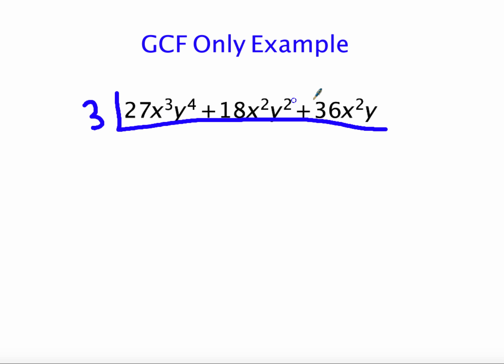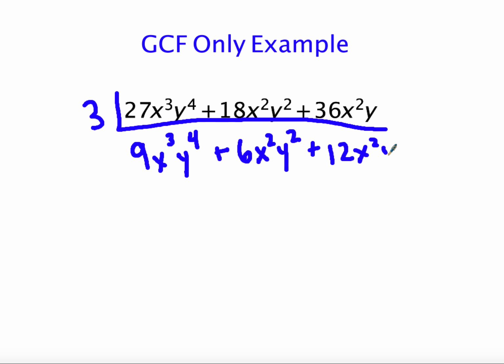And then I'm going to divide the polynomial by that factor, by 3. 27 divided by 3 is 9. And then 27x to the third y to the fourth divided by 3 is still 9x to the third y to the fourth. The variable factors are not affected by that division. 18x squared y squared divided by 3 is just 6x squared y squared. And then 36x squared y divided by 3 is 12x squared times y.